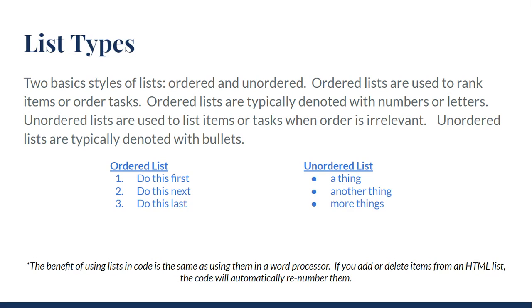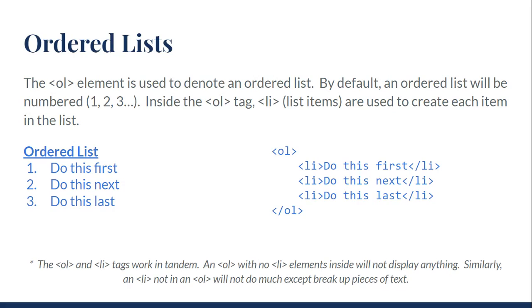So let's take a deeper dive into an ordered list. An ordered list is made up of two tags. You've got the OL element, which stands for ordered list, and the LI element, which stands for list item. List items have to go inside of OLs, or as you'll see later, ULs. An OL by itself doesn't do much. An LI by itself doesn't do much.